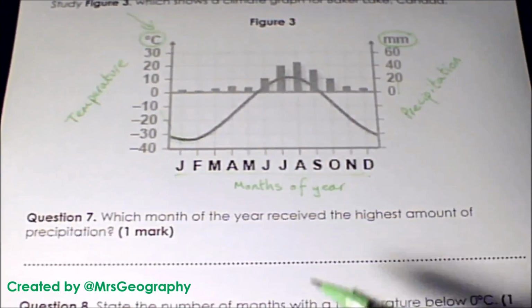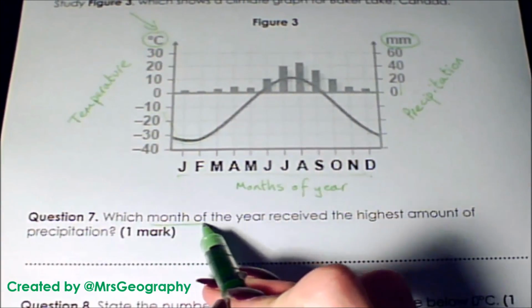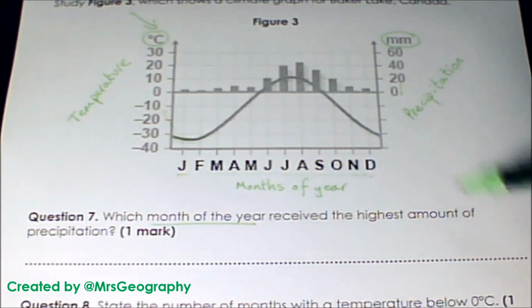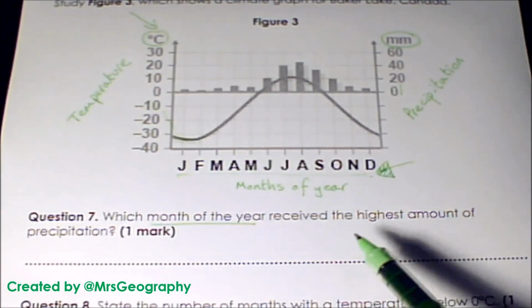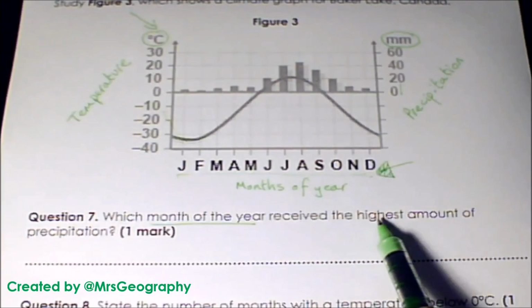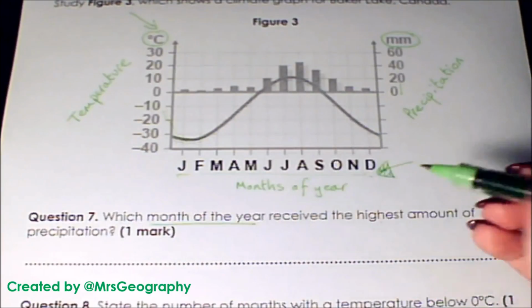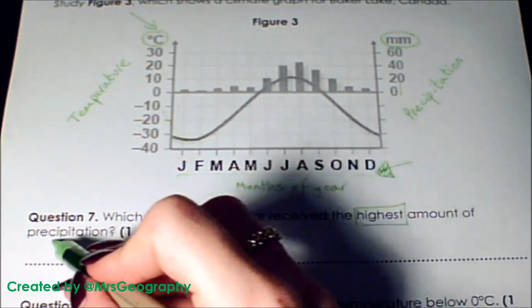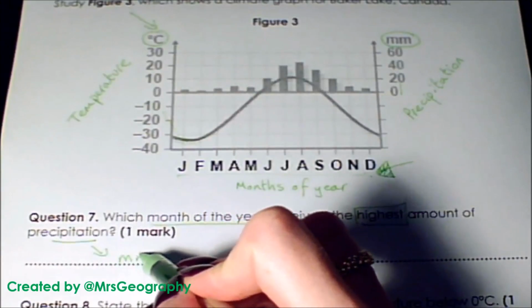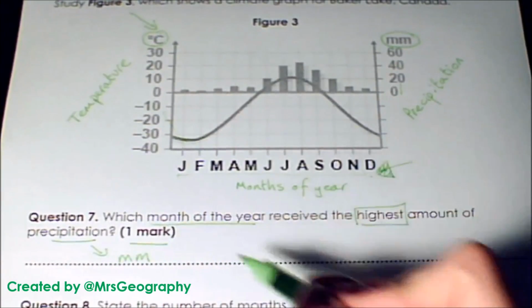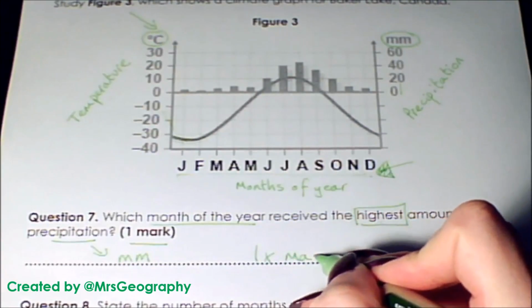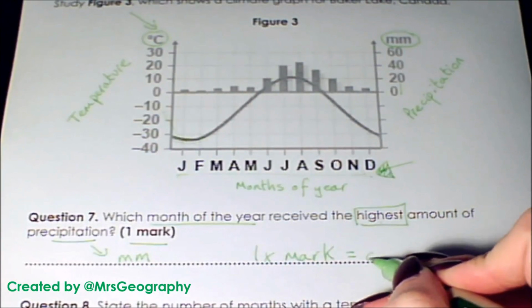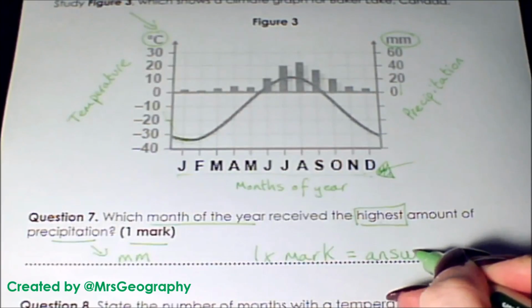So question 7, which month of the year, so again look at the bottom axis here, can't make it any more clear for you. Which month of the year received the highest amount of precipitation? Remember that precipitation is measured in millimetres. So it's worth 1 mark. So there you go, 1 mark probably means that there's only one particular answer.